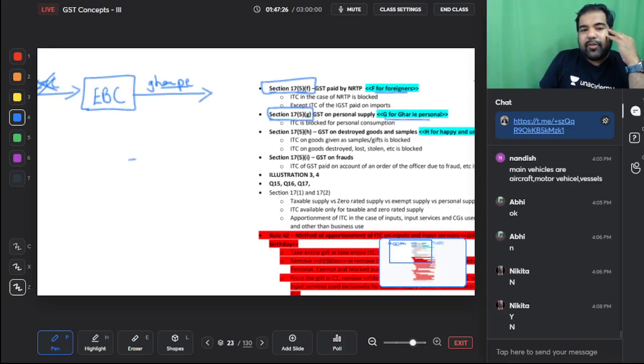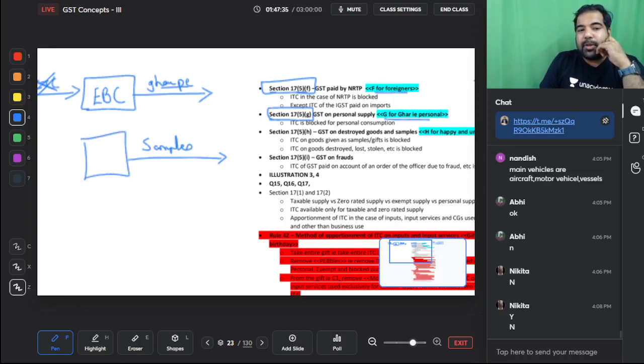Next guys, if you give away samples, does samples, meaning free things, make people happy? Yes. But it doesn't make the government happy. So on samples, because the government doesn't get any money, they say you can't even take any ITC.